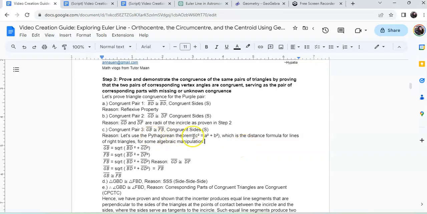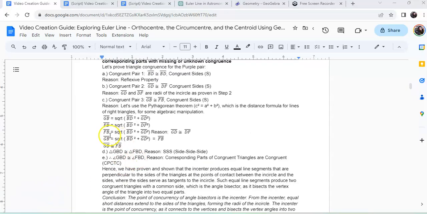So the Pythagorean theorem formula, c squared is equal to a squared plus b squared, is the distance formula for the sides of right triangles. So we're going to have some algebraic manipulation here. Side GB is equal to the square root of the square of side DB plus the square of side GD. And side FB is equal to the square root of the square of side BD plus the square of side DF.